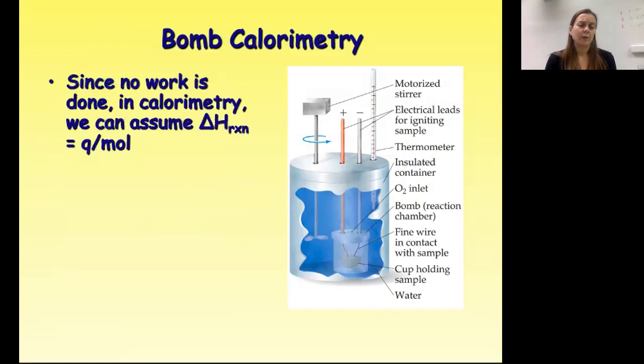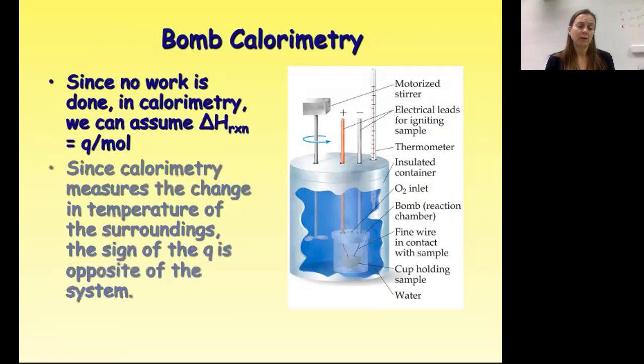Always, always, always with a calorimeter, we want to make sure that we remember that we are measuring the change in temperature of the surroundings. So the sign of Q is opposite of the system. Usually, if no work is done, we can assume that the delta H of the reaction is equal to Q, that energy that's being given off, that energy that we're measuring. But a delta H reaction is always measured in energy per mole. So we need to divide the energy that's given off by the number of moles that are reacting to find the delta H of the reaction.